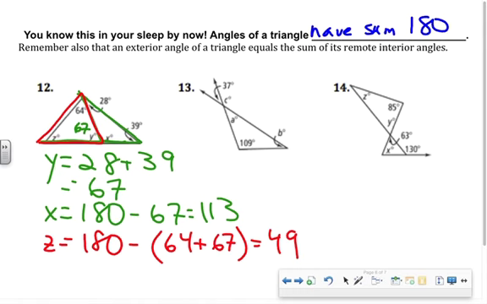In number 13, quick, what's angle A? 37. Fantastic, it's 37. It's a vertical angle to the 37-degree angle given to us. So I know that A is 37. And once I have that, then I have two angles of the triangle. I can add them together, subtract from 180 in order to find B. So 34.